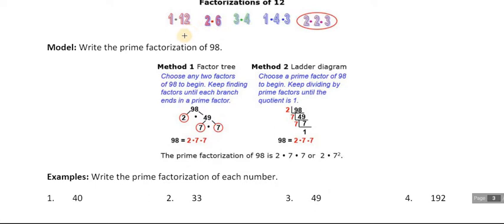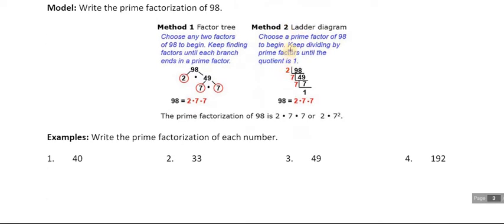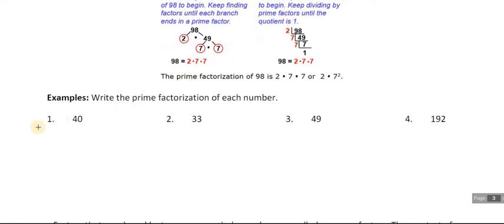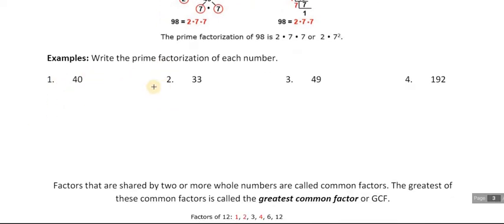If we're going to do prime factorization, often we use factor trees. Some people learn the ladder diagram, and if that's your method, then go ahead and use that. So let's do example 1 by finding the prime factorization of 40.